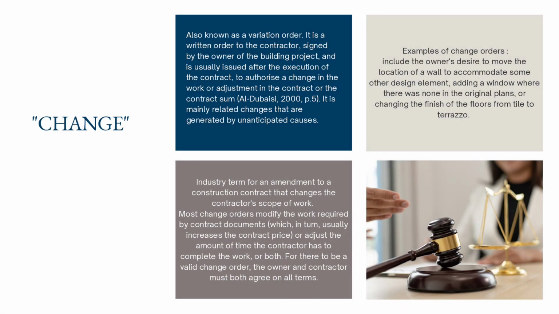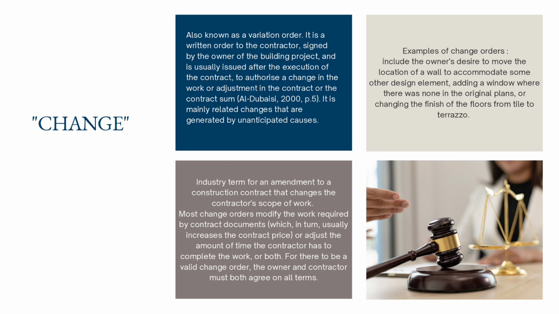Then we have a change. Change is also known as a variation order. It is a written order to the contractor, signed by the owner of the building project, and is usually issued after the execution of the contract to authorize a change in the work or an adjustment in the contract or the contract sum.